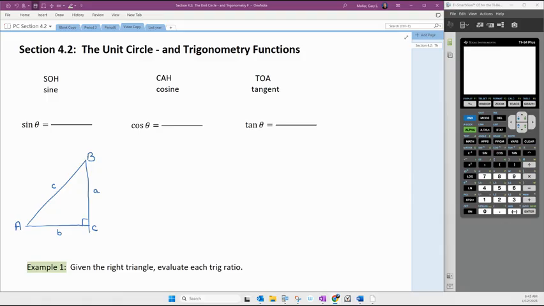I've never been a big learn-by-memorizing-a-phrase kind of person, but a pretty common way for people to keep in mind which one's which is the phrase SOHCAHTOA, which you can see at the top of the screen here, where sine goes with opposite over hypotenuse, cosine goes with adjacent over hypotenuse, and tangent is opposite over adjacent. If you put all that together, it gives the phrase SOHCAHTOA. Again, I'm not a huge fan of learning that way, but for some people, it could help.